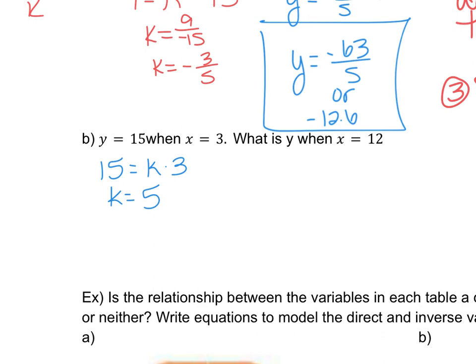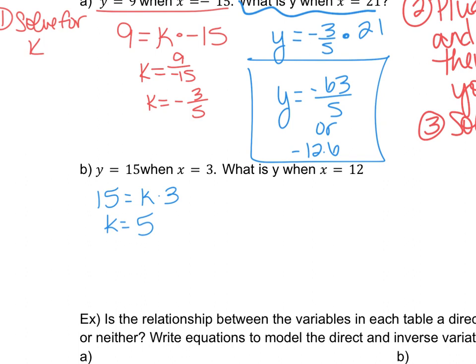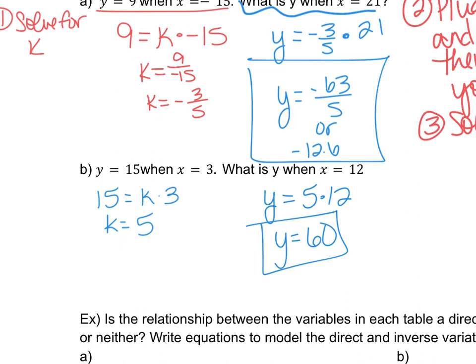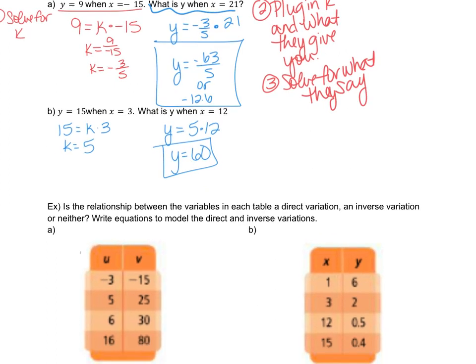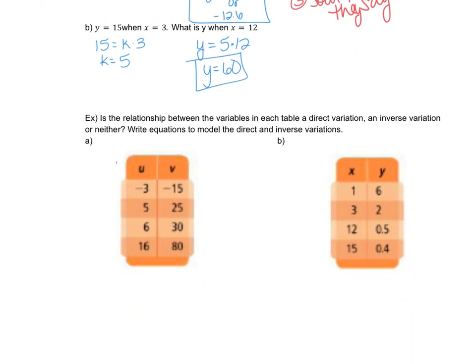Now we're going to plug it into what they tell us and solve for whatever variable they tell us. In this case, it's y again. So y equals kx. So 5 times 12. Y equals 60. And that's it. It's really that easy. It's just kind of a weird thing that we're doing. It's not too bad.